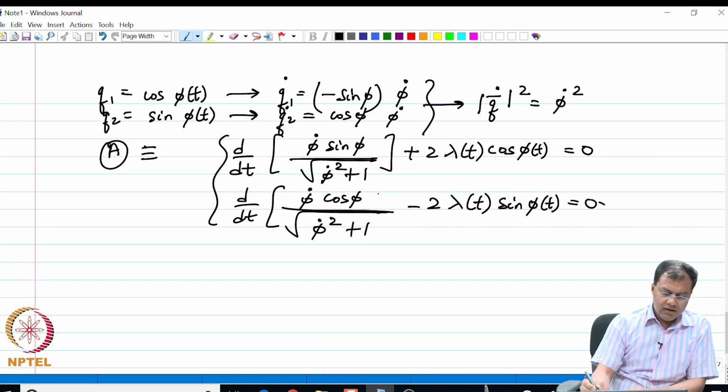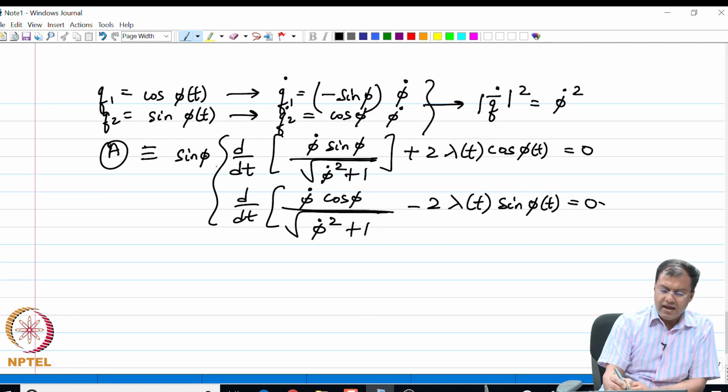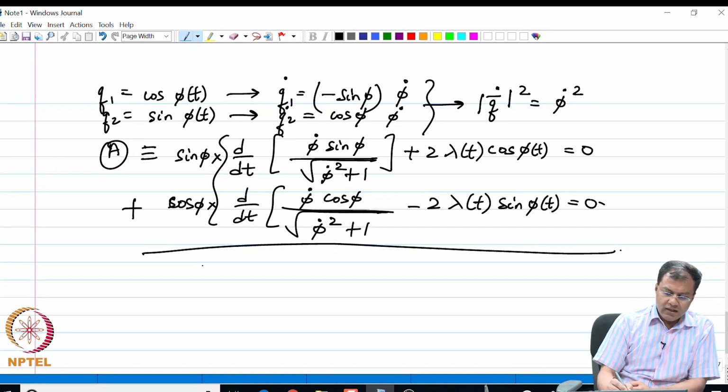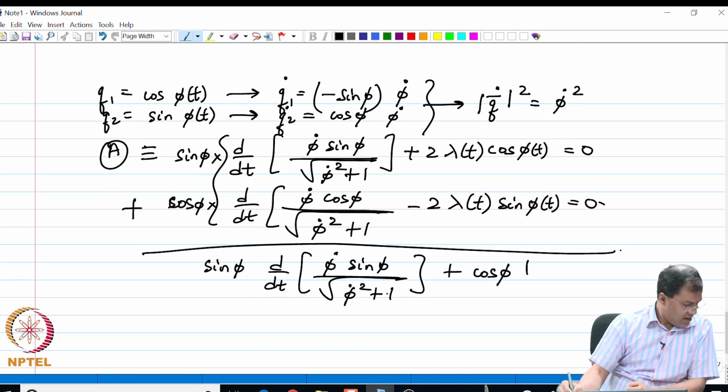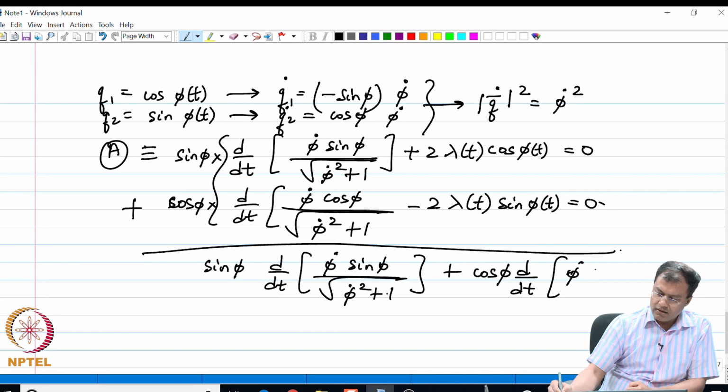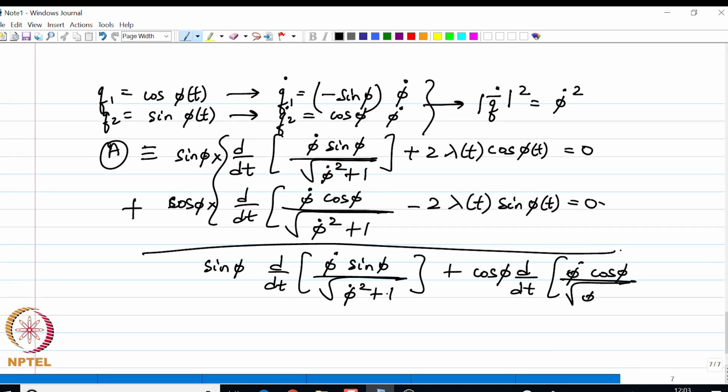So, further we take the first derivative, and rather than taking these necessary derivatives, notice that if we multiply the first quantity by sin of phi and multiply the second relation by cos of phi, and we add these two relations, we are going to get the condition that sine of phi times d/dt of the first quantity, phi dot sine phi divided by square root of phi dot square plus 1, plus cos of phi d/dt of phi dot cos of phi divided by square root of phi dot square plus 1. This is also equal to 0, right.